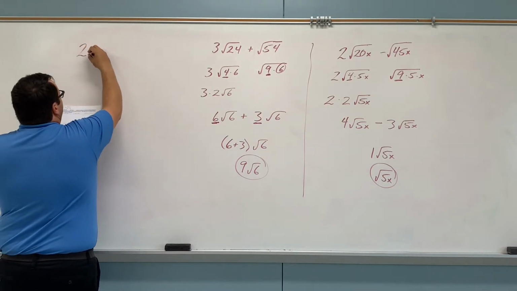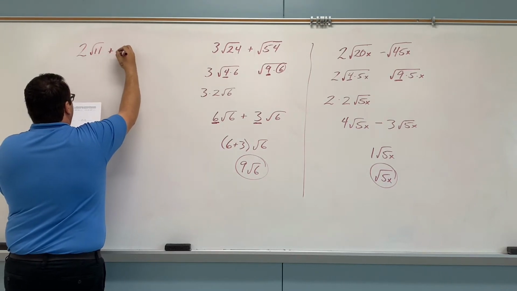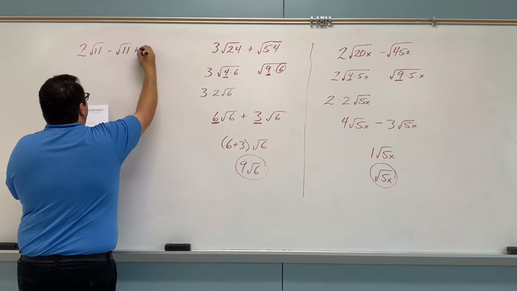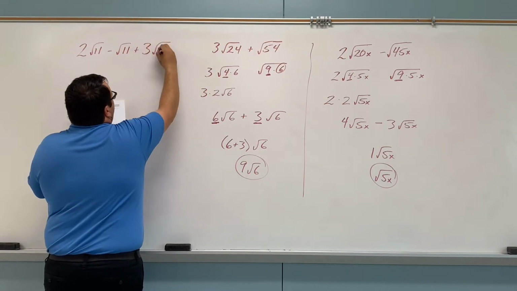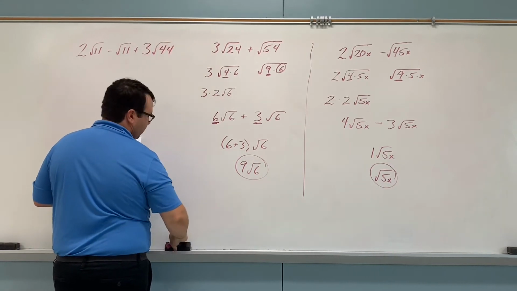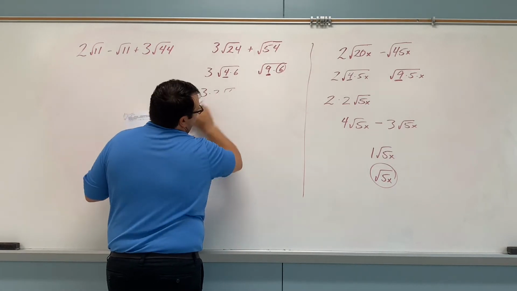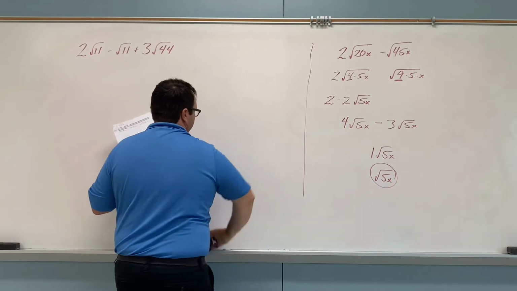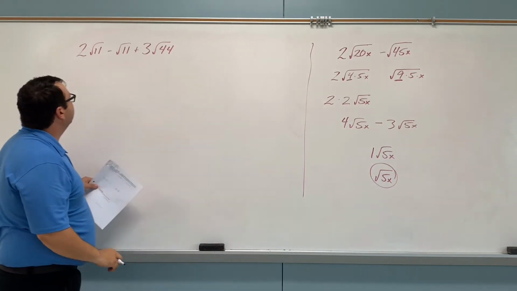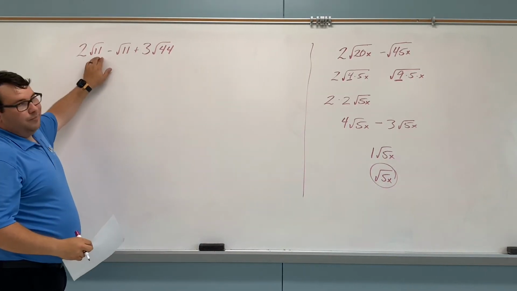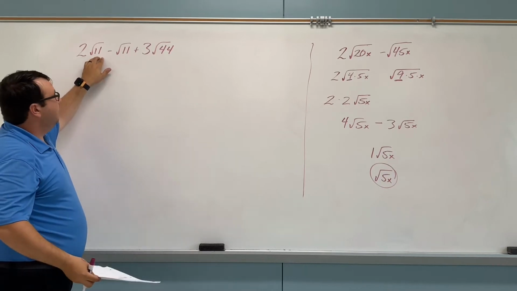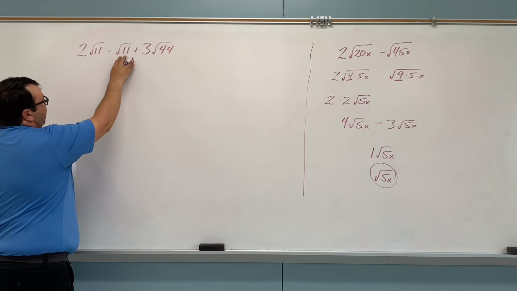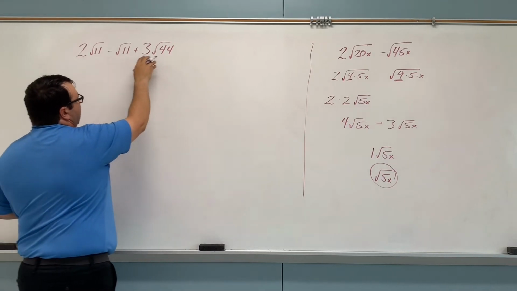Let's say I have 2 square root of 11 minus the square root of 11 plus 3 square root of 44. Just so I don't run into this other problem, I am going to erase it for my board space. Square root of 11, can it break down? No, it's a prime number, leave it alone. So you have 2 square root of 11 minus square root of 11, we'll come back to that.